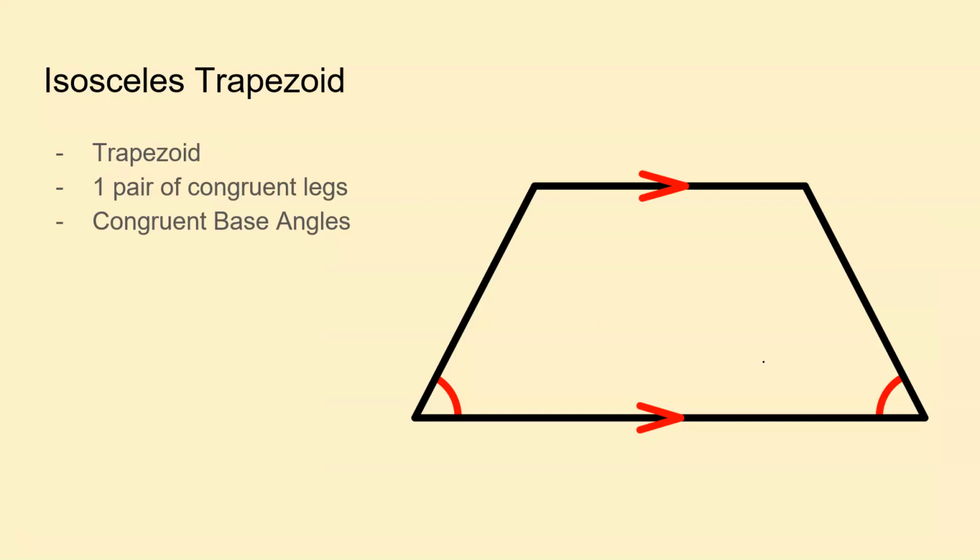Next, we have the isosceles trapezoid. So an isosceles trapezoid is a trapezoid, and it has one pair of congruent legs also. So the legs are the same measure. And then we have the congruent base angles. So these angles down here are congruent, and then these angles up here are congruent.